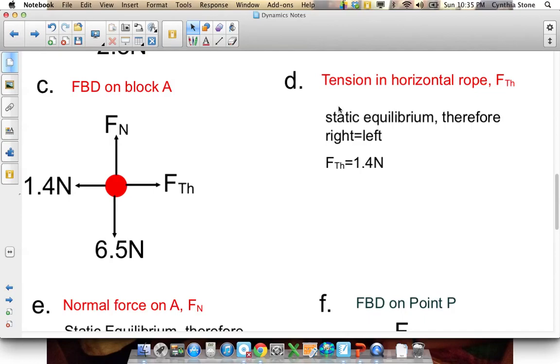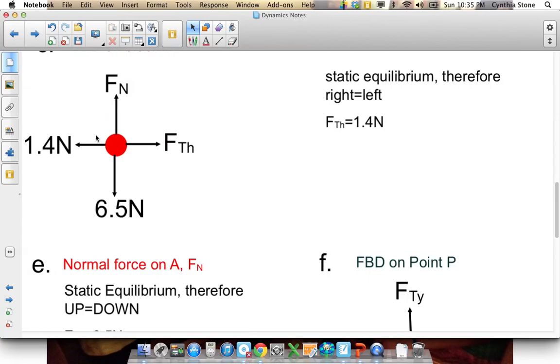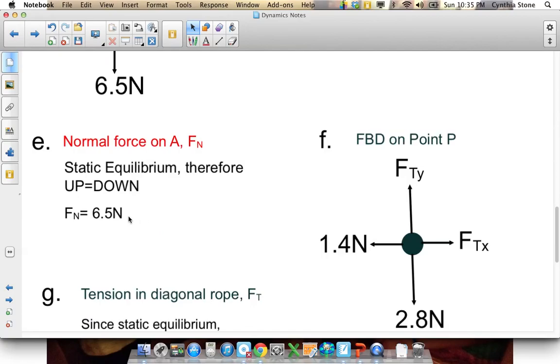When asked to find the tension in the horizontal rope, it is very easy because these two have to be equal but opposite. So the tension in the horizontal rope is 1.4 newtons. In this case it's pulling to the right, but on point P it's pulling to the left, so I'm just talking magnitudes here. Later on it asks us to find the normal force on A, and you should see that, like everything else in this question, because everything's equal, the normal force on A must be 6.5 newtons.